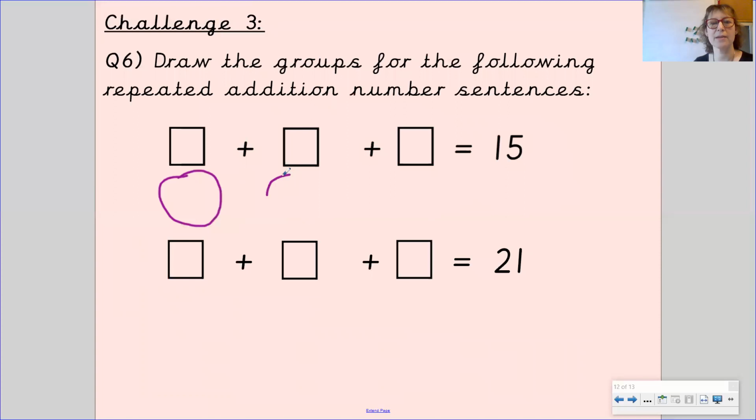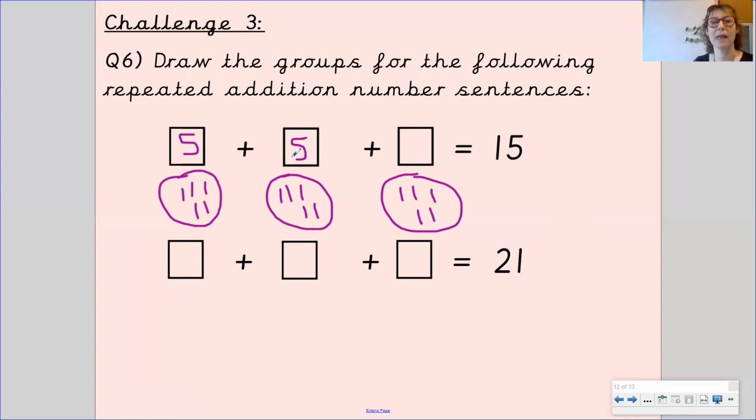So that's my one group there, that's my one group there, and that's my one group there. And I need to have 15. So I'm going to do lines because I don't think I could draw very much else with my mouse. So I've got 1, 2, 3. That doesn't take me to 15. 4, 5, 6, 7, 8, 9, 10, 11, 12, 13, 14, 15. So you can see I have got 5 in each group. So that would be 5 add 5 add 5 equals 15. And again, I'm going to get rid of that so you don't copy my work. Not that I think you would.